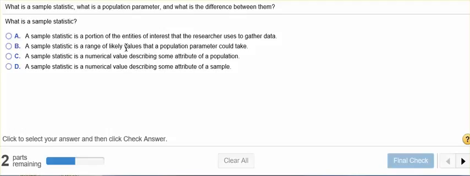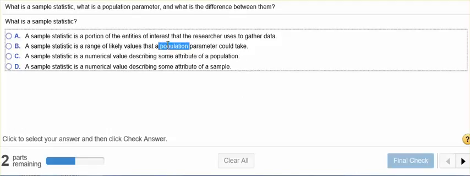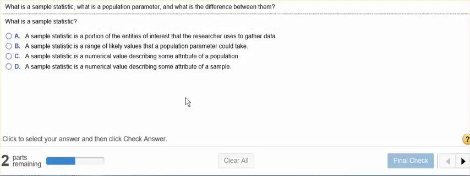Is it a portion of entities of interest that the researcher uses to gather data? Is it a range of likely values that a population parameter could take? First of all, I'm going to eliminate this one because this talks about populations and we are talking about samples. So they're two different animals. So we know it's not going to be B. A sample statistic is a numerical value describing some attribute of a population. Again, it's not a population, so it couldn't be B or C.